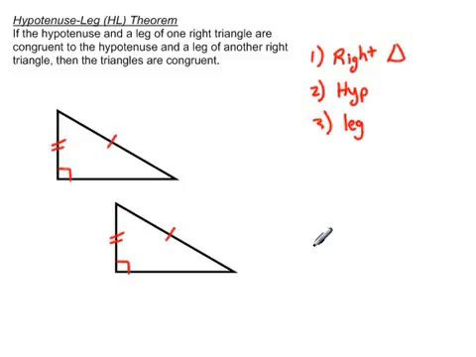Now, so there's our three parts. If I can show that in a right triangle, if the hypotenuse and leg of one right triangle is congruent to the hypotenuse and the leg of a second triangle, then the two triangles are congruent.